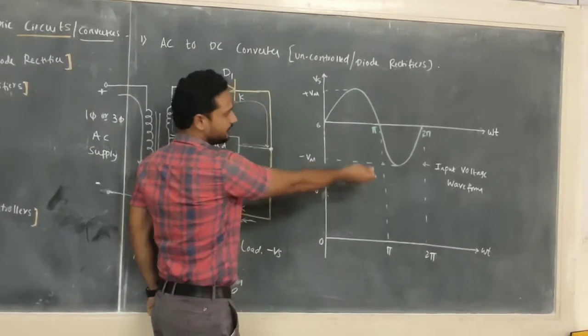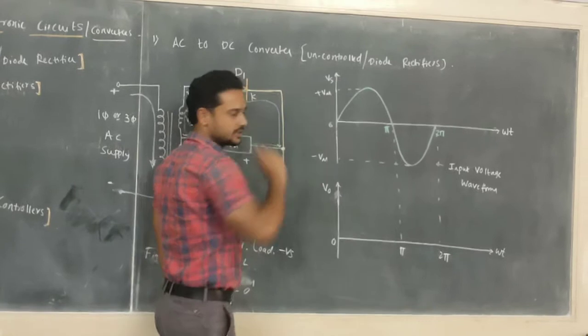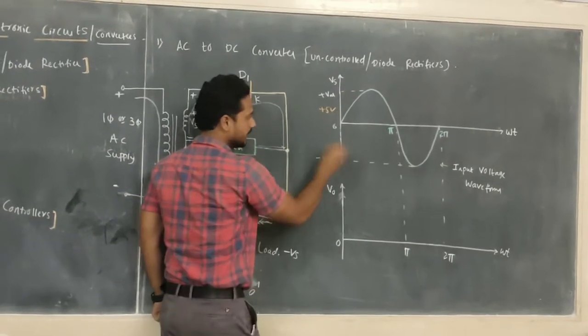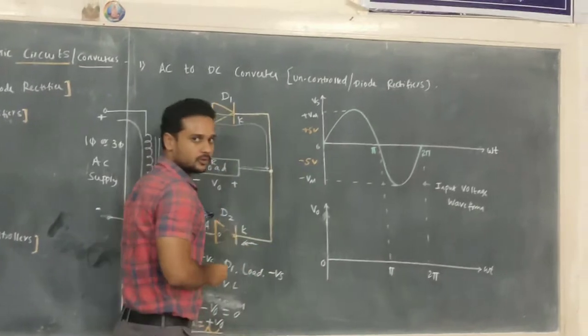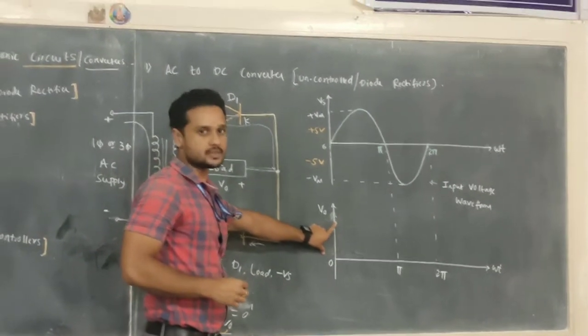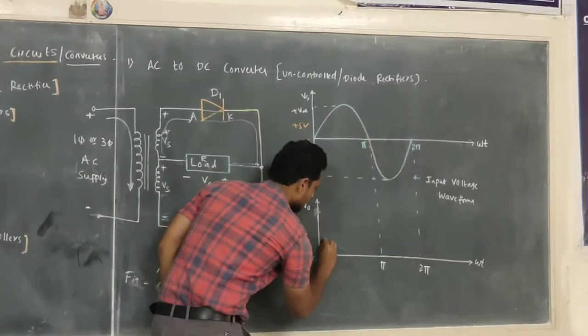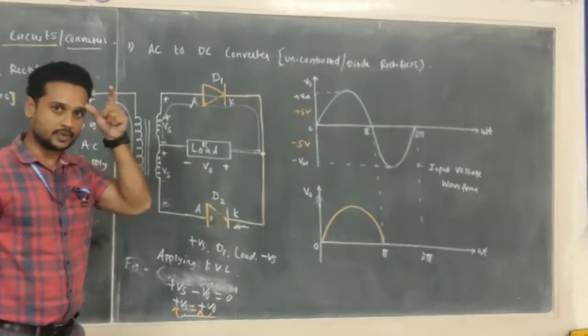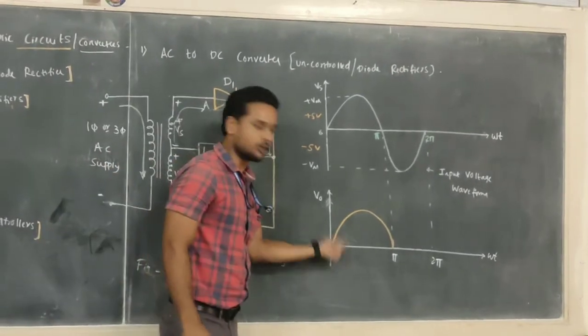Now suppose this is your 10 volt peak to peak, just an example, then your positive half cycle will be plus 5 volt, negative half cycle will be minus 5 volt. So now the amplitude will be plus 5 volt here, so here you should get plus 5 volt. Now the same amplitude you try to draw here. This is the output voltage you are getting during positive half cycle of input voltage.